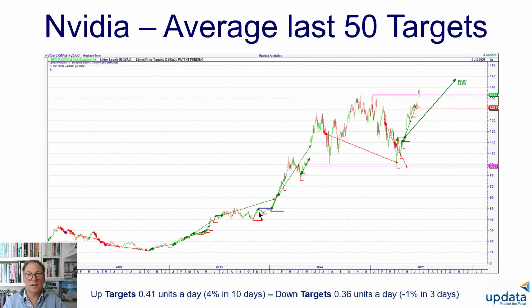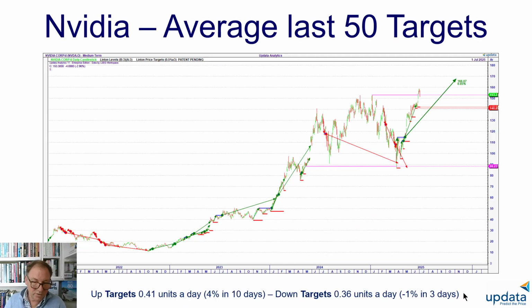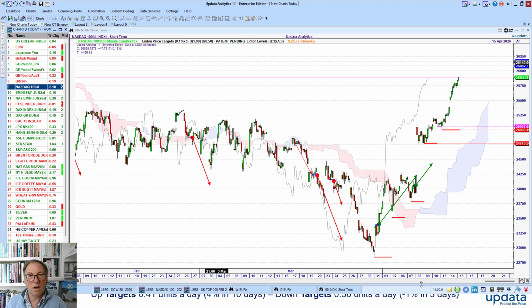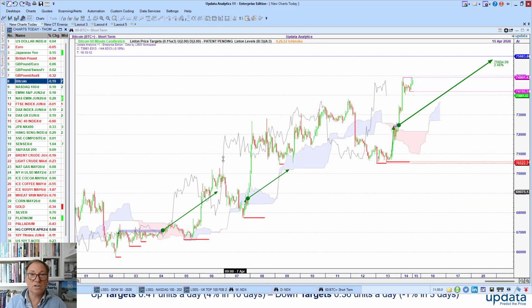So here's NVIDIA, the last 50 targets, and it's just trying to work out. So here, up targets is 0.41 units a day, and down targets is 0.36 units a day. So just telling you how long they take. The most important thing is that you've got a target. I almost never use anything other than just the trajectory.